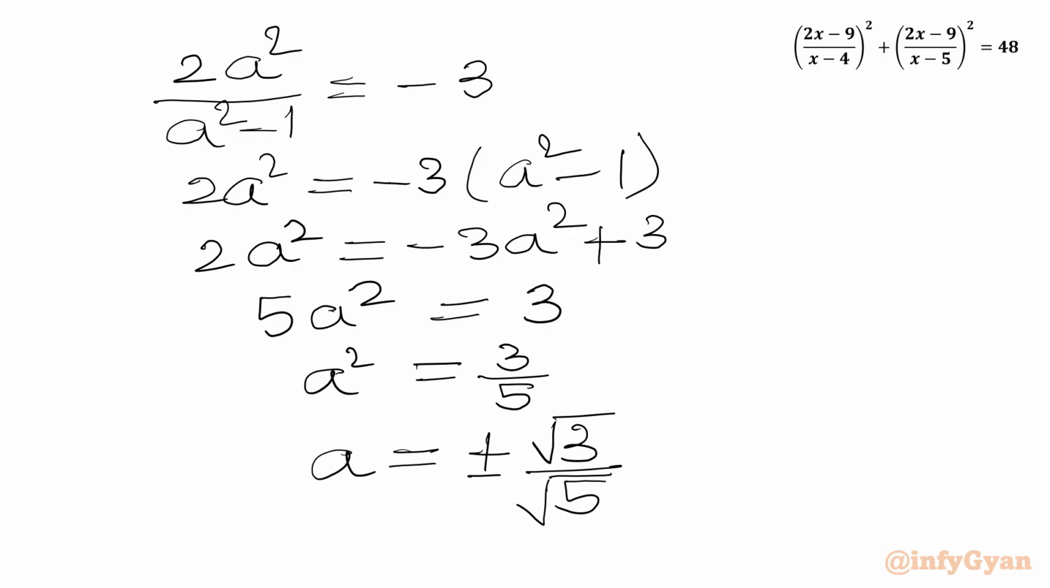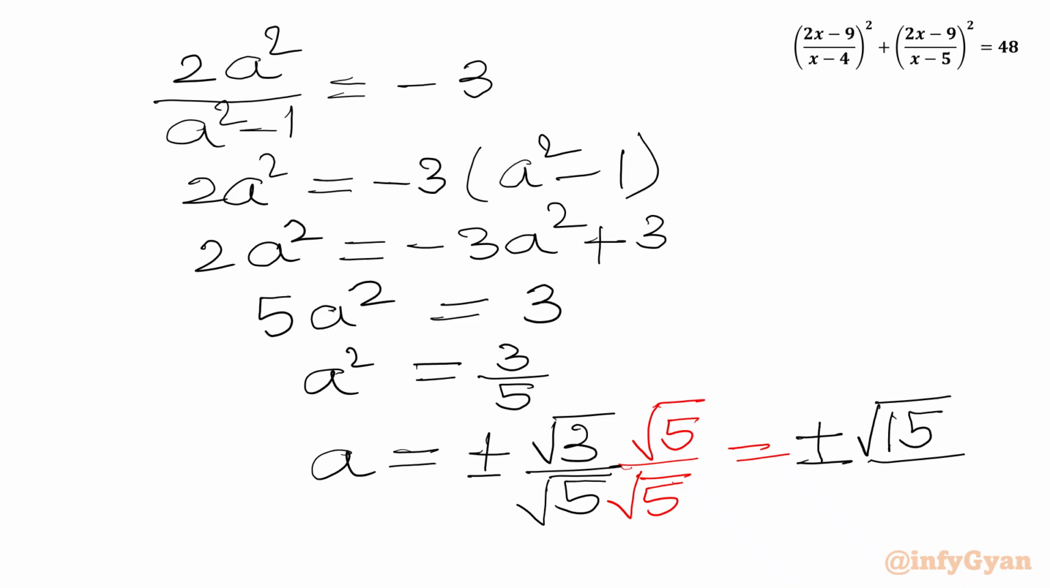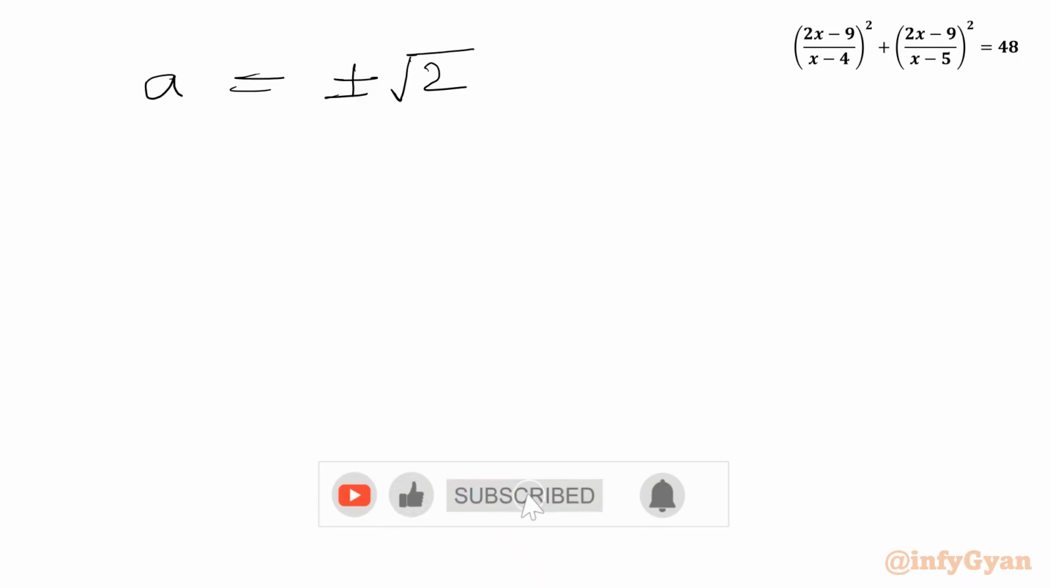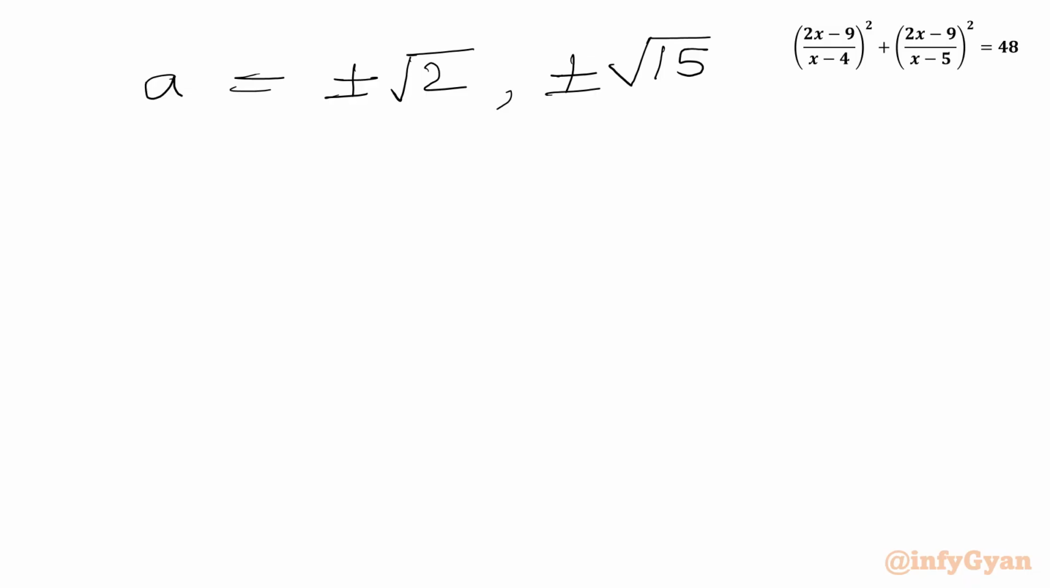Now I can rationalize our denominator. So I can multiply here with root 5. So in the numerator, root 3 times root 5 will be equal to root 15. So we'll write plus minus the square root of 15 over root 5 times root 5, which is 5. So we have 4 solutions basically. Let me write here a equal to plus minus square root 2 and plus minus root 15 over 5.